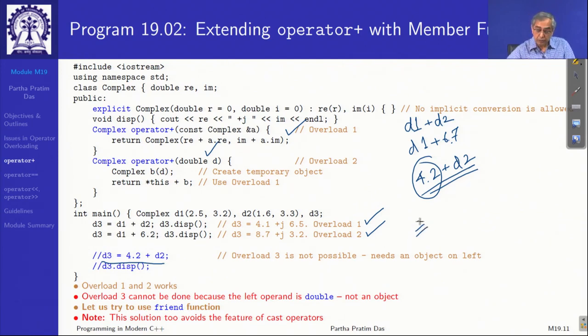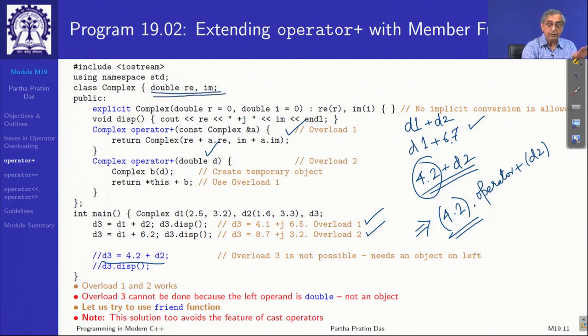So, 4.2 plus d 2 in member function notation means 4.2 dot operator plus d 2, which means that operator plus has to be a member function of the double type, and you know built-in types like double cannot let their operators be overloaded. So, this is going to work only partly. This of course restores the encapsulation. The data members are back to private, but this does not solve the problem, because the third form of the expression is not permissible.